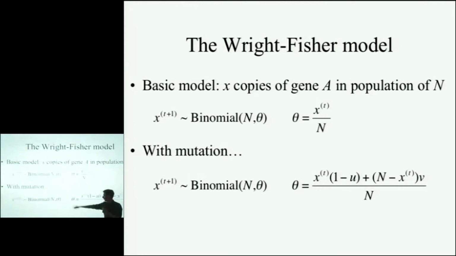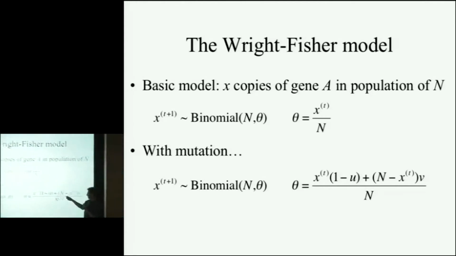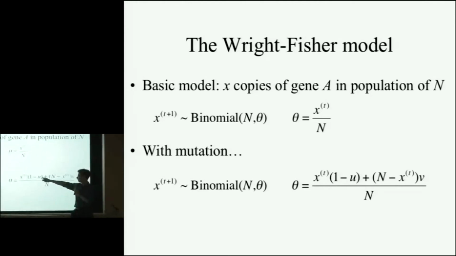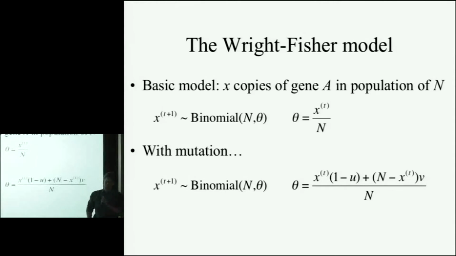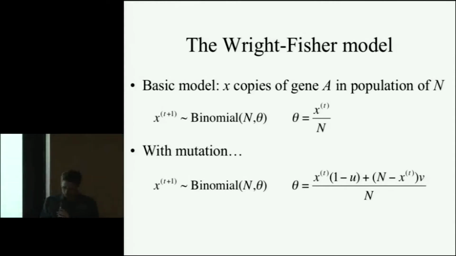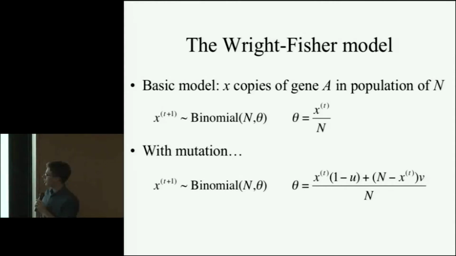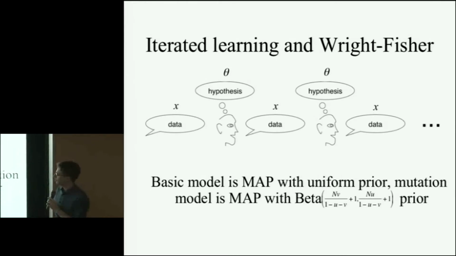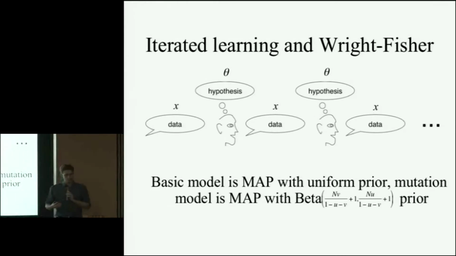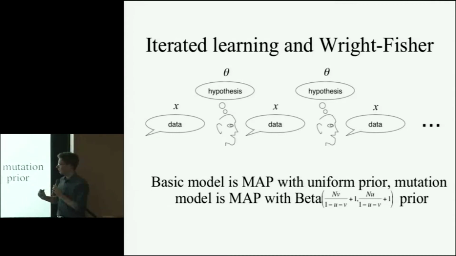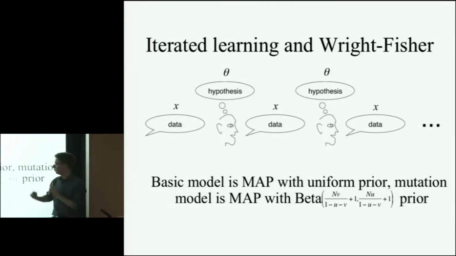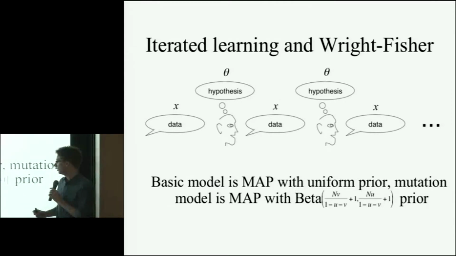And if you allow mutation, this becomes a little more complicated. You're still drawing by flipping that coin, but the coin is weighted in a particular way, which takes into account the fact that it's possible to change between having the gene and not having the gene. And so here U and V characterize the rates of mutation in those two directions. You can actually show that this Wright-Fisher model is mathematically equivalent to that Bayesian model of iterated learning for frequencies that I mentioned. So basically, the standard Wright-Fisher model corresponds to Bayesian estimation of frequencies, where you're just maximizing over the posterior distribution.